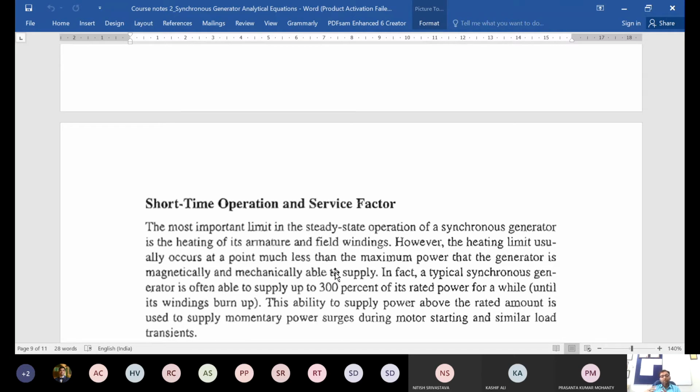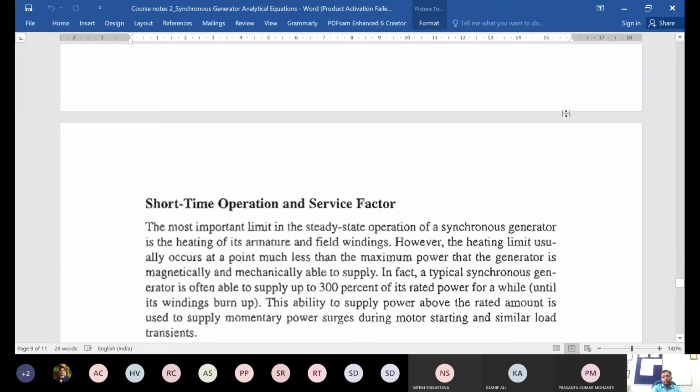Mechanically it can take much more power, and magnetically it can convert it to useful form, but the limitation is due to the electrical losses in the machine. As it says here, in fact, a typical synchronous generator is often able to supply up to 300% of its rated power for a while. That is the type of margin it is designed for.